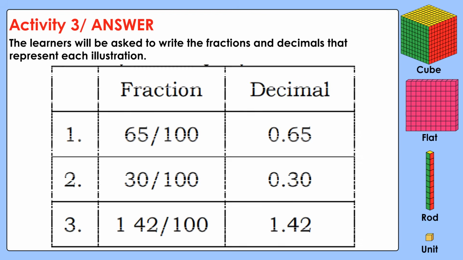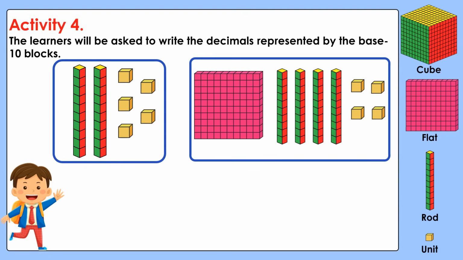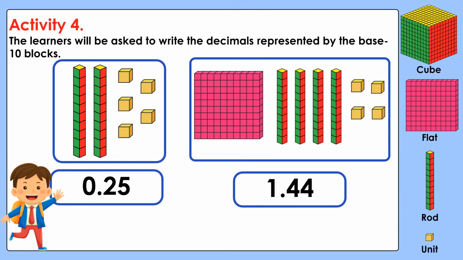Activity 3 answers. Number 1, fraction 65 hundredths, decimal 0.65. Number 2, 30 hundredths, decimal 0.30. Number 3, fraction 1 and 42 hundredths, in decimal 1.42. Activity number 4, the learners will be asked to write the decimals represented by the base 10 blocks. First set, the answer is 0.25 or 25 hundredths. Second set, 1.44 or 1 and 44 hundredths.